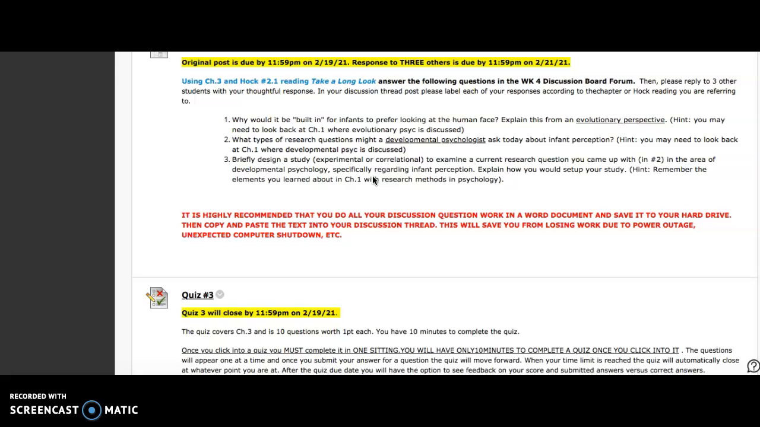I'm looking here for you to integrate chapter 1 a lot this week, with research methods in psychology. This is important because all throughout the semester, you're going to be building off of things that you did earlier, and chapter 1 is going to keep coming back up. It's one of those pivotal chapters because it has the research methods in it.